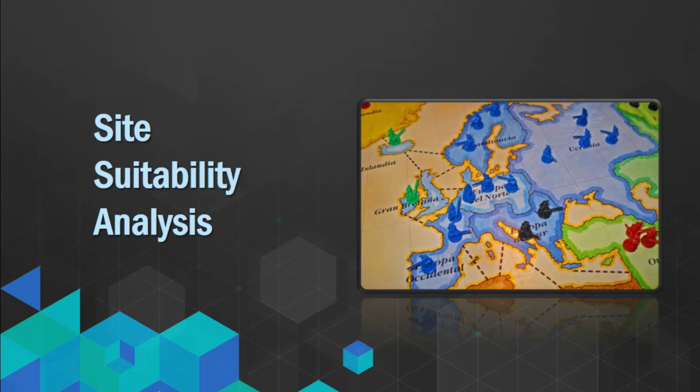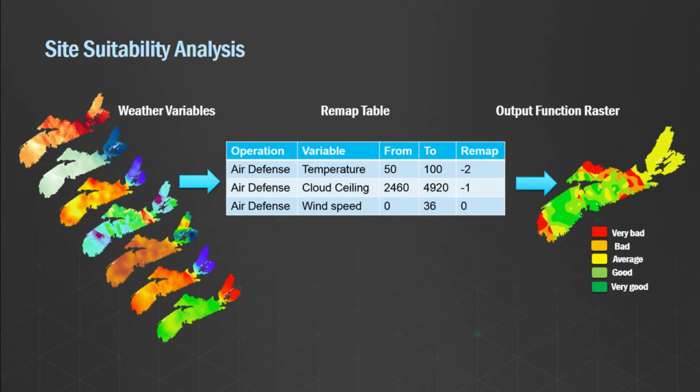So here I have a basic site suitability analysis, and I'm going to show you. What I have is several rasters. These are all in a Mosaic data set. And I'm querying a table, and I have a particular operation, a particular variable, and a from and to. Each operation here is going to represent a template. So I'm going to say, okay, where is the most ideal area for air defense? It can be anything, though.